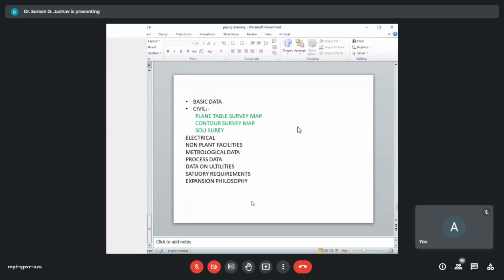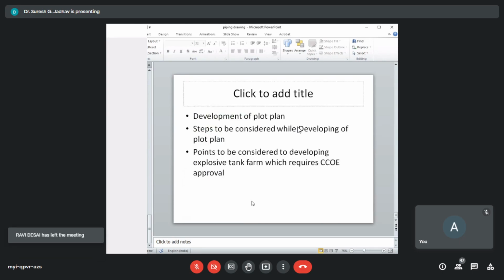For civil engineering, the first is a plane table survey map, contour survey map, soil survey, then different sections, electricals, non-plant facilities, meteorological data, process data, data on utilities, statutory requirements, and expansion philosophy. Then later we discussed the development of plot plans and the steps to be considered while developing plot plans. A few steps remain. If you have any questions or doubts, you can ask.